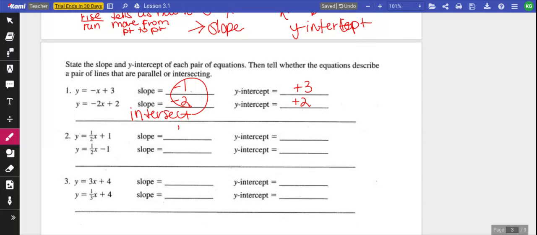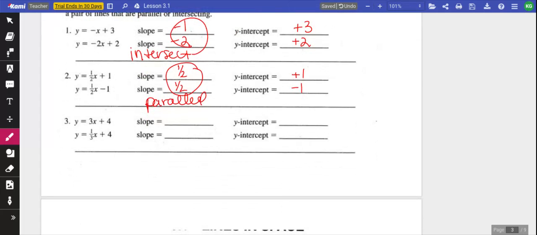Number 2, y equals 1/2 x plus 1. And the next one is y equals 1/2 x minus 1. These are the same slope, so these 2 lines are parallel. Next, y equals 3x plus 4 and y equals 1/3 x plus 4. They are not the same, so they are intersecting.